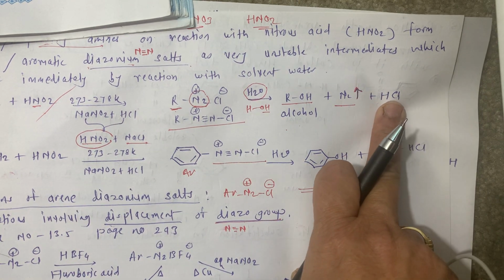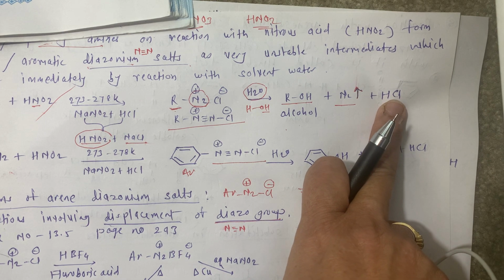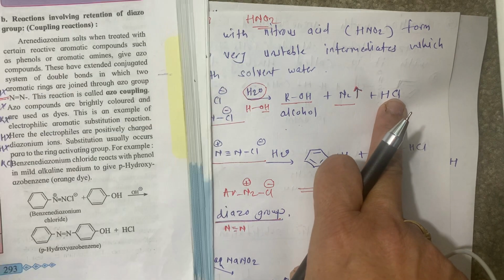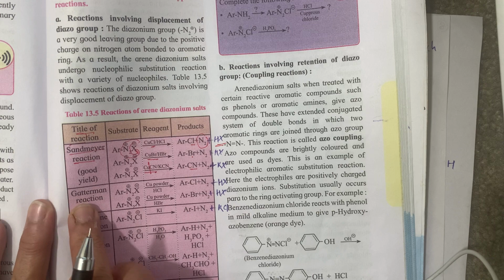So there is formation of HCl. In this way we get a byproduct which is HX. It may be HCl, it may be HBr, it may be HCN. Then the next reaction given is the Gattermann reaction.